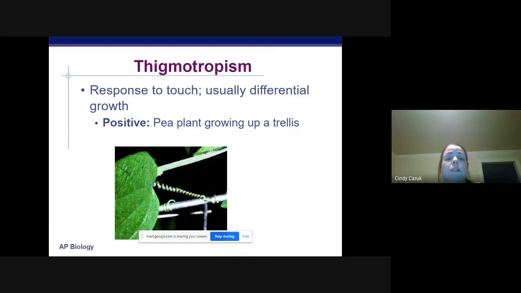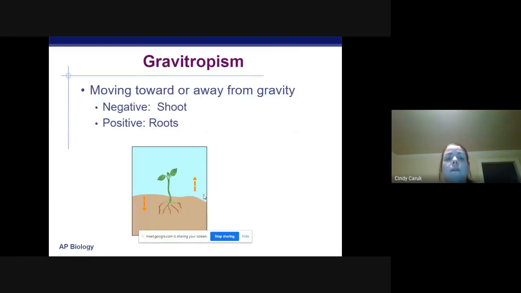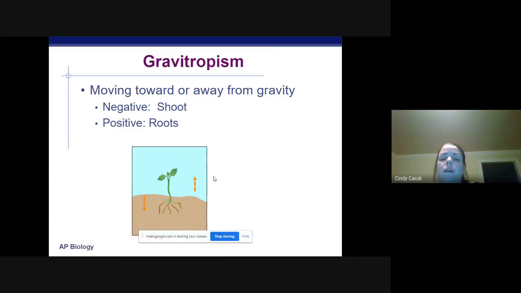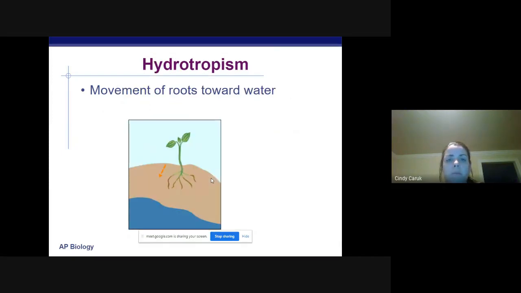Thigmotropism, that's to touch. You can think of a pea plant growing up a trellis as a good example. Gravitropism is moving toward or away from gravity. So it's negative in shoots and positive in roots. And we think it's because of these starch molecules. There was a cool installation where they did these upside down, and then the roots, because they were facing this way, started to curve like that, and the shoots started to curve down like this, and it was really neat looking, but I can't find a picture of it.